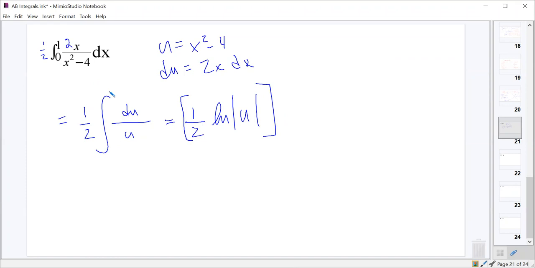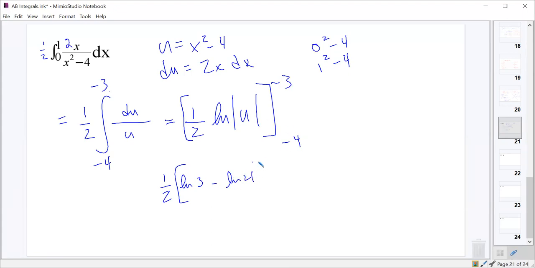No, those are x values. Those are x values, so we need to convert them to u values. So 0 squared minus 4 gives us -4, and 1 squared minus 4 gives us -3. So we've got 1/2 natural log of the absolute value of -3, which is just 3, minus the natural log of the absolute value of -4, which is 4. And that's a good answer.